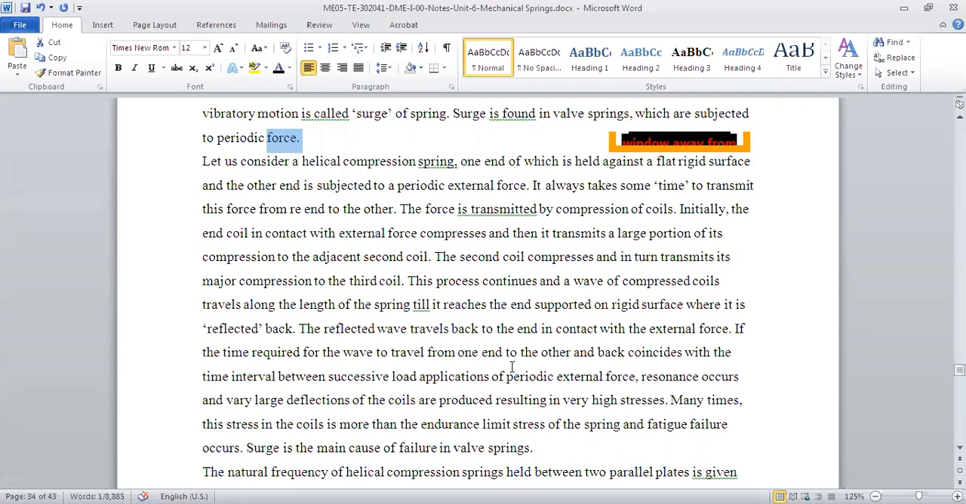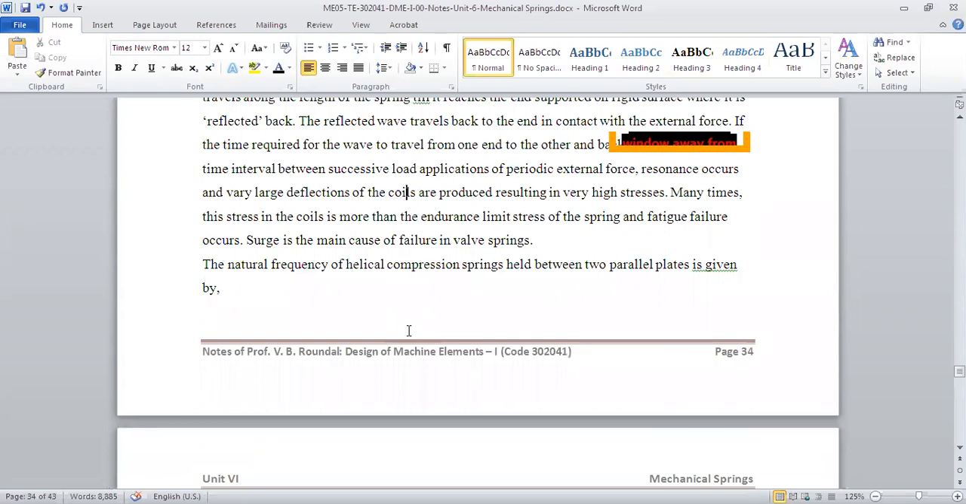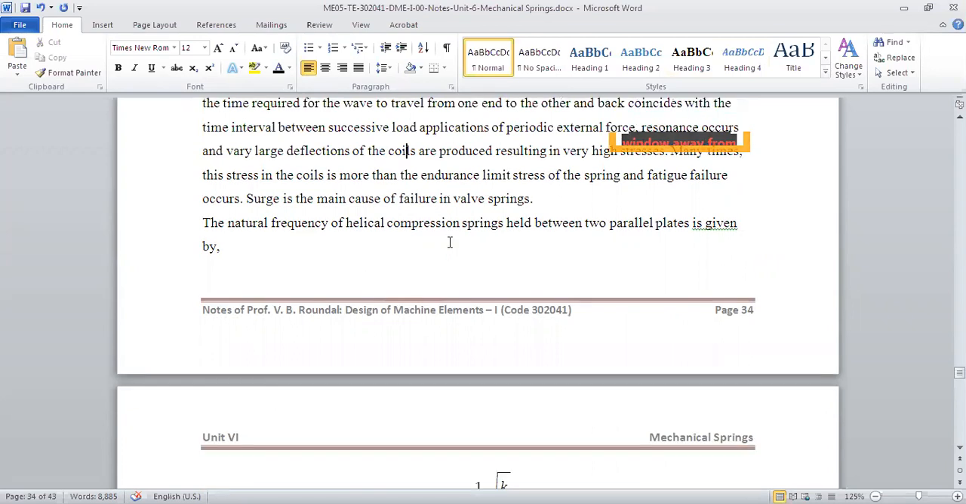We can avoid it by changing the frequencies: either change the natural frequency of your spring or change the frequency of your application of the load, right? In the case of valve springs, this is the main cause of failure. Surging means your frequency is matching the natural frequency, and because of that, it goes through very high amplitudes, high resonance, and it fails because of fatigue failure. This is the main reason for the failure of a valve spring. So how can we avoid it? As I said, by changing either the natural frequency or the frequency of the load, right?